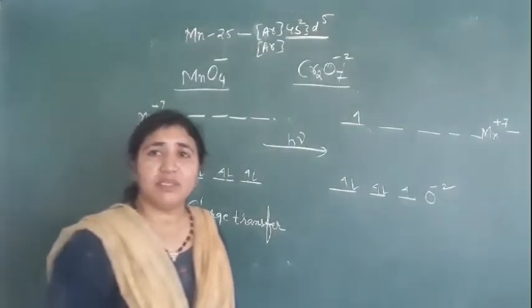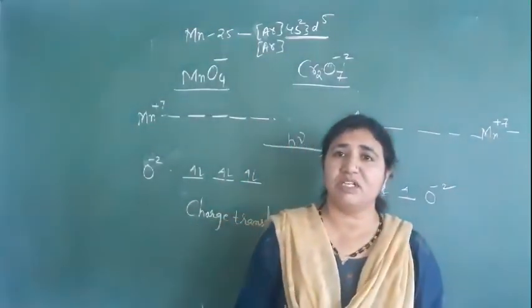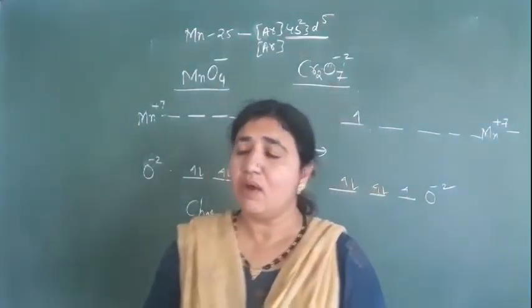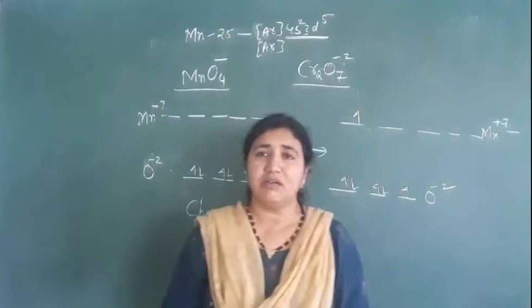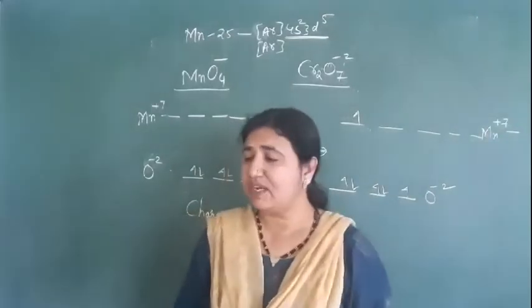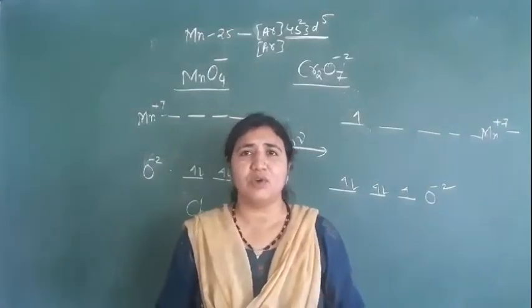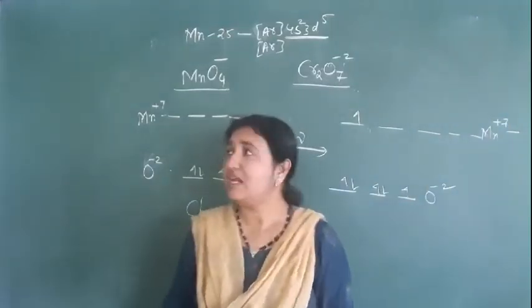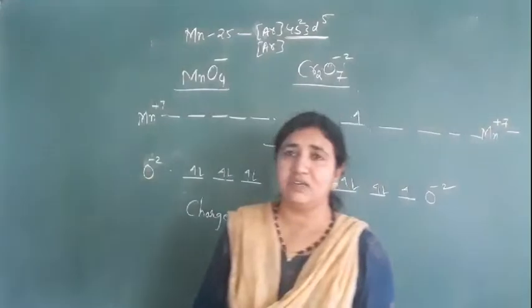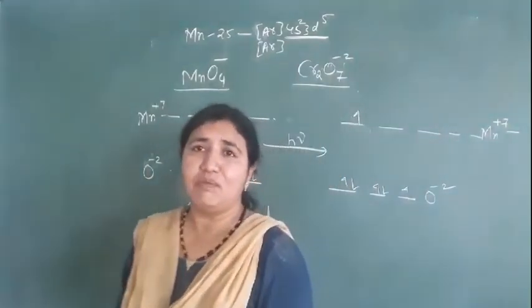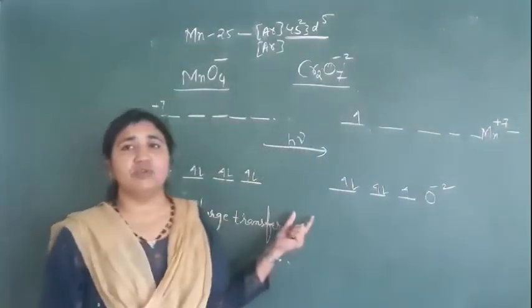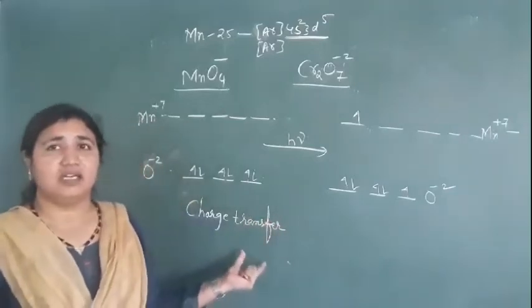So color formation in inorganic compounds takes place in actually 3 types. One is d-d transition, and the second is charge transfer. This charge transfer also has two types, which we are not going to see in detail. This is just extra information for you: MnO4 minus and Cr2O7 minus 2 have color due to charge transfer.